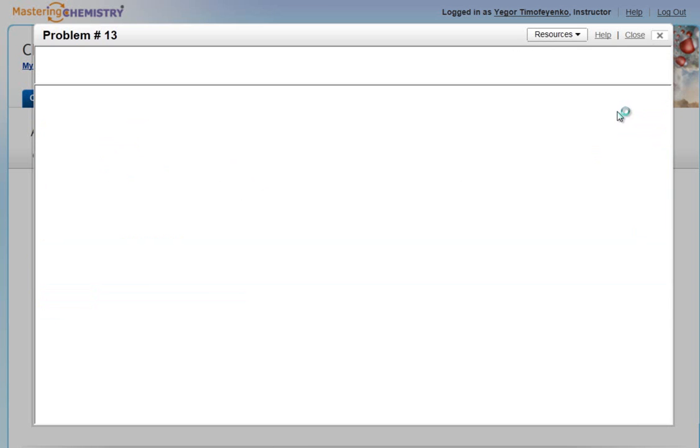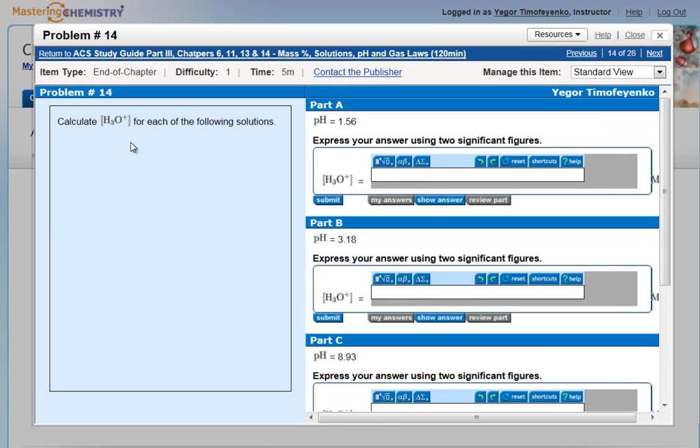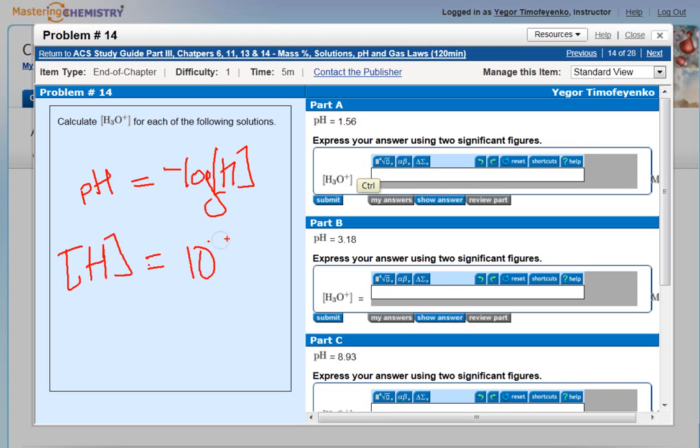Okay, that's a simple one. We need to calculate the H3O plus concentration for each of the following solutions. It's nice to know that H3O plus is the same thing as H plus, and the square brackets mean molar concentration. In this case we're given pHs, and pH equals negative log of H, so H is equal to 10 to the negative pH. So H concentration is equal to 10 to the negative 1.56.